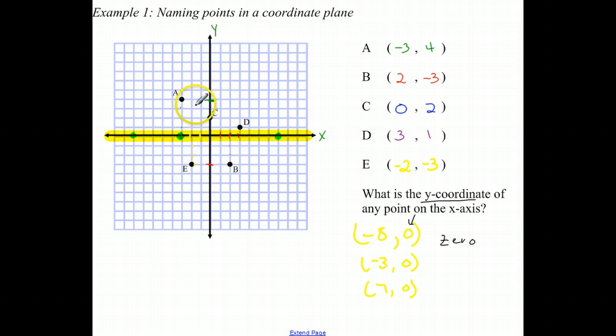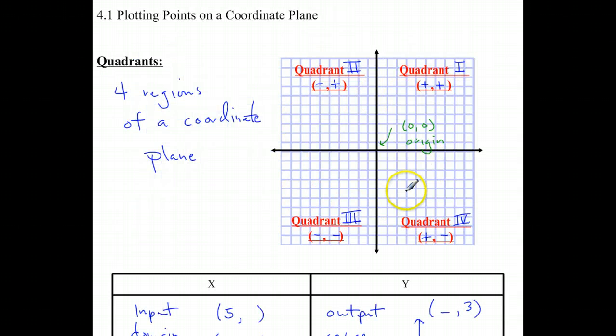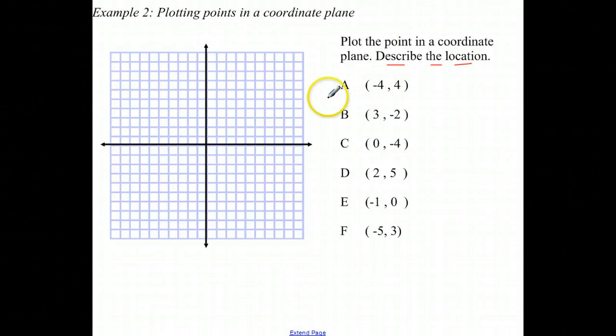Likewise, any point that would be found on your y-axis would have an x-coordinate of 0. The next thing we're going to do is plot the point and then describe the location. When we're talking about describing the location, I'm referencing our quadrants and also our axes. So let's plot our first point.